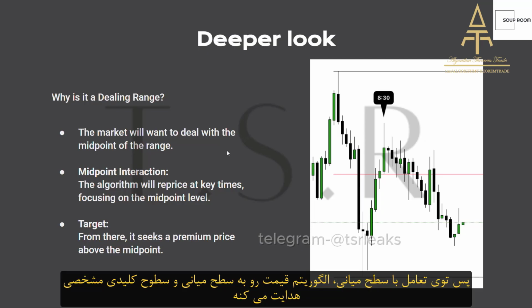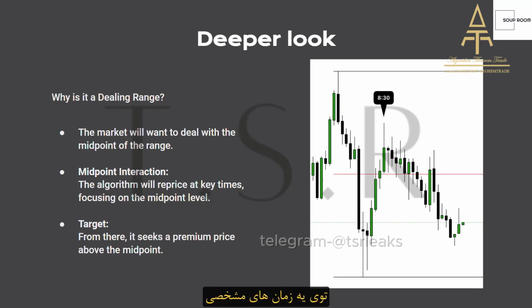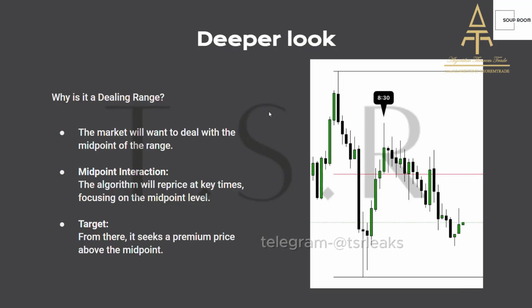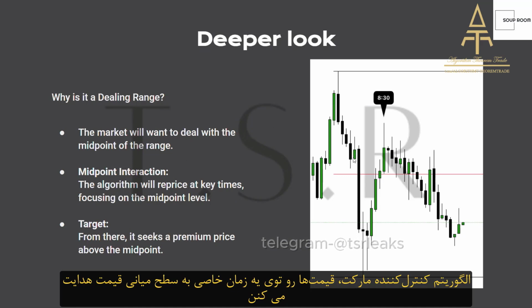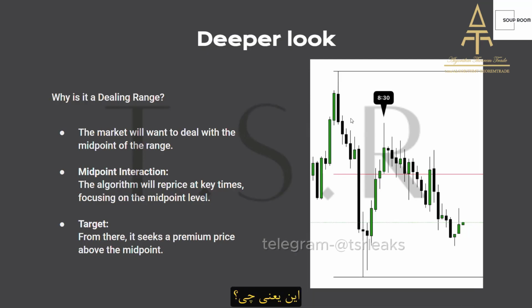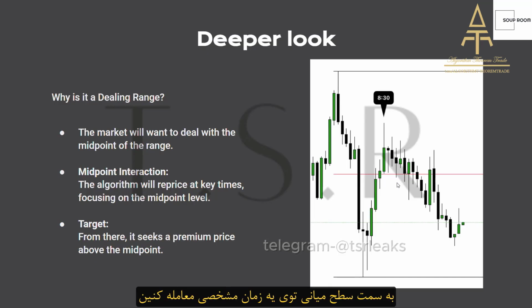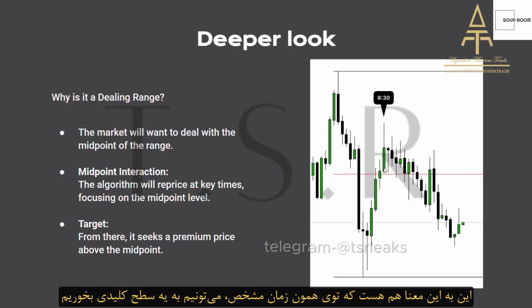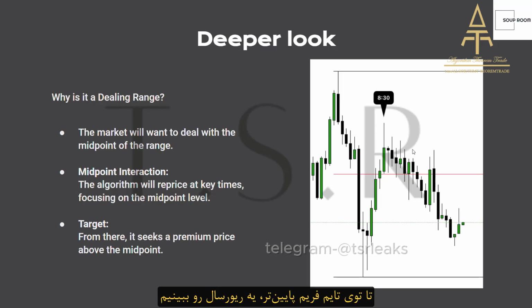So the midpoint interaction: the algorithm will reprice to the midpoint and specific key levels at specific key times. Focusing on the midpoint now rather than the key levels, the algorithm controlling the markets will push prices towards the midpoint at specific times. What does this mean? This means that you can catch an expansion leg towards the midpoint at a specific time. This also means that at that specific time, we can be hitting a key level to see a reversal on the lower time frame.